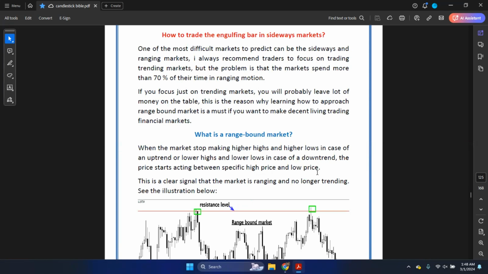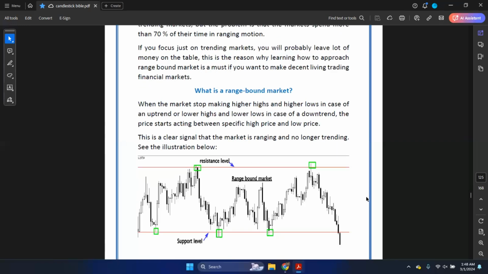All right, how to trade the engulfing bar in sideways markets. One of the most difficult markets to predict can be the sideways and ranging markets. I always recommend traders to focus on trading trending markets, but the problem is that the markets spend more than 70% of their time in range of motion. If you focus just on trending markets, you will probably leave a lot of money on the table. This is the reason why learning how to approach range bound markets is a must if you want to make a decent living trading financial markets.